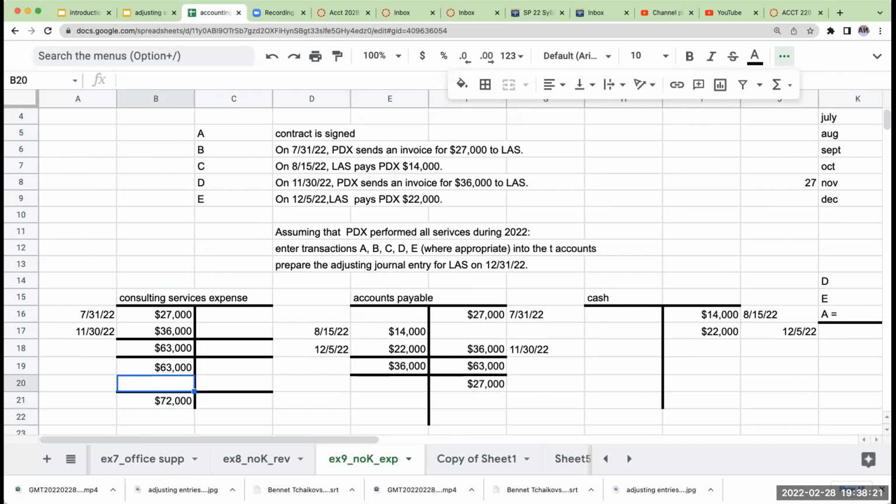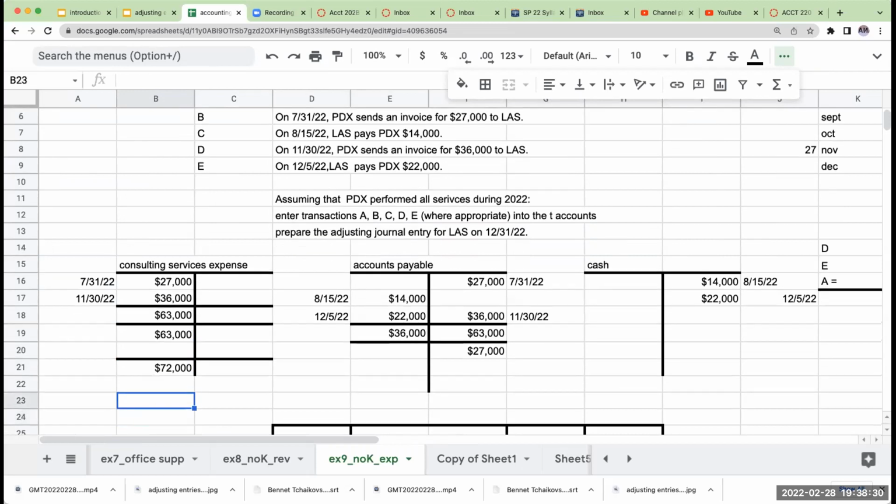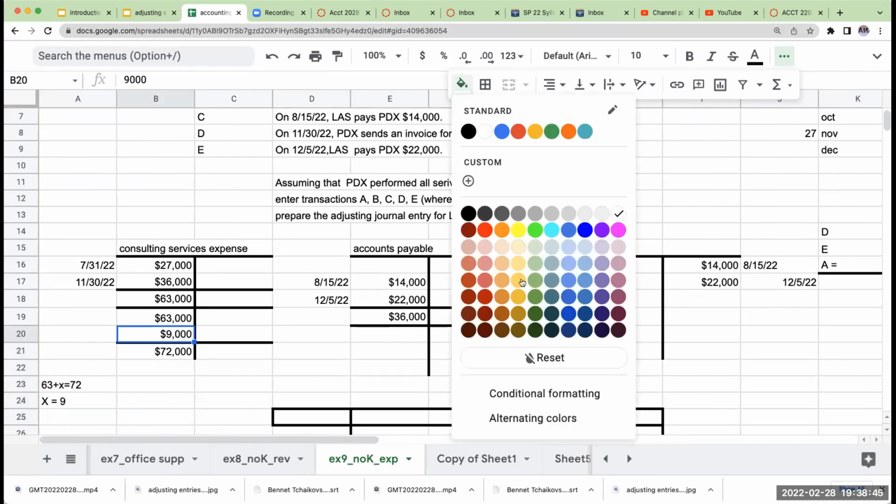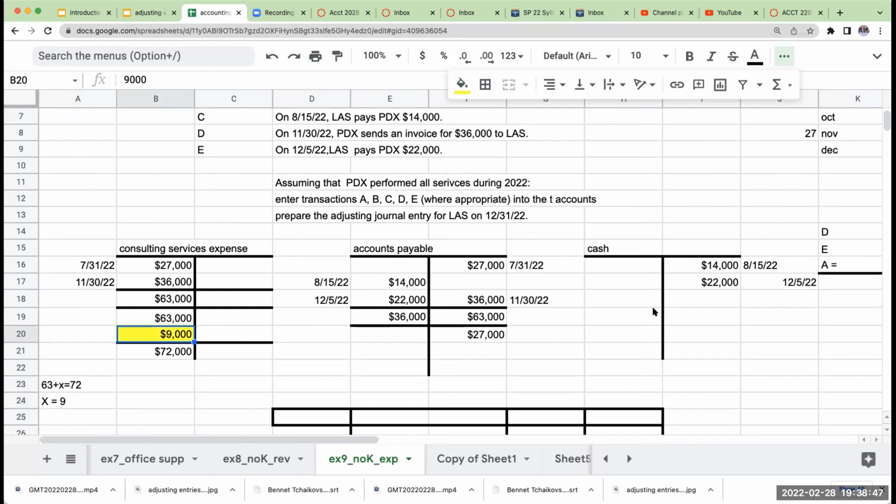Now, when it comes to doing the adjustment, I need to be at 72, but I've already recorded 63. What do I need to do to get from 63 to 72? Well, 63 plus X equals 72. X is going to be equal to 9. This is why I love the math that's required in accounting, okay? For every debit, I need a credit. I never, ever, ever want to credit cash, because remember, when we're doing adjusting journal entries, we're not doing that.